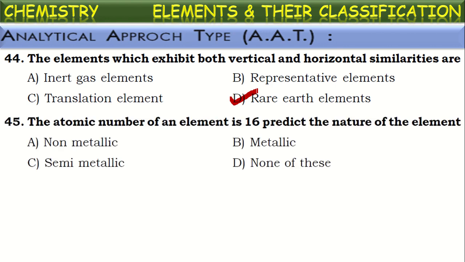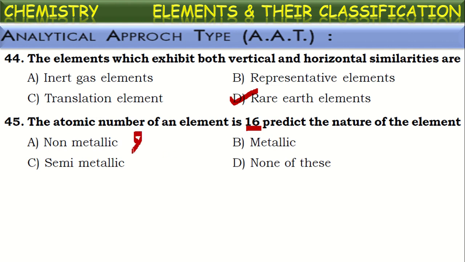Next, the atomic number of an element is 16. Predict the nature of the element. How can we predict the nature of the element based upon the atomic number? If we write the electronic configuration of that element, if it is having 1 or 2 or 3 electrons in the valence shell, we can predict it as a metal. If it is having 4 or more than 4 electrons, it comes under a non-metal. And if it is having exactly 8 electrons in the outermost shell, then it is considered as noble gas or ideal gas. Let us write the electronic configuration for this 16 first.